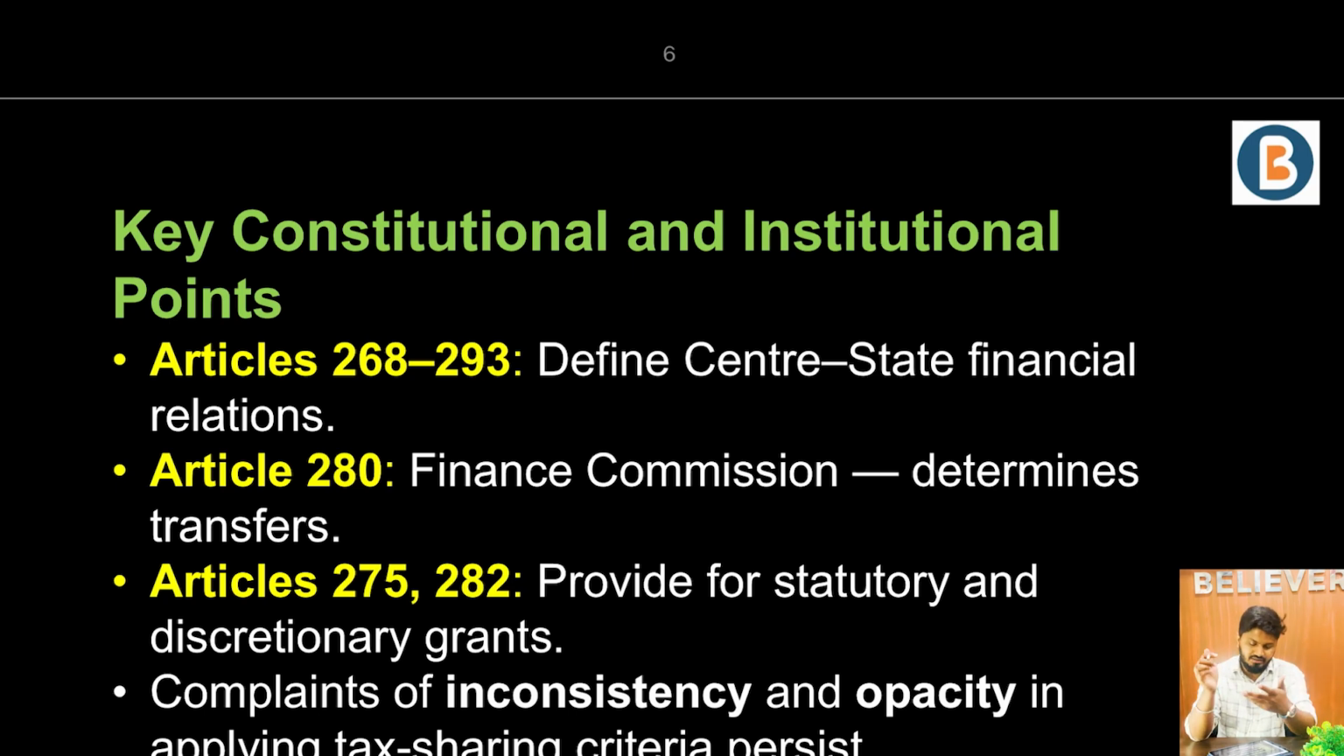Article 280 talks about the Finance Commission, which is the institution that determines the transfer of the central divisible pool of funds: how much has to be devolved to the states, and how much has to be devolved between different states. There is also a formula, with weightage according to income distance, agriculture income, land, demographic performance and population. That formula is formulated by the Finance Commissions.